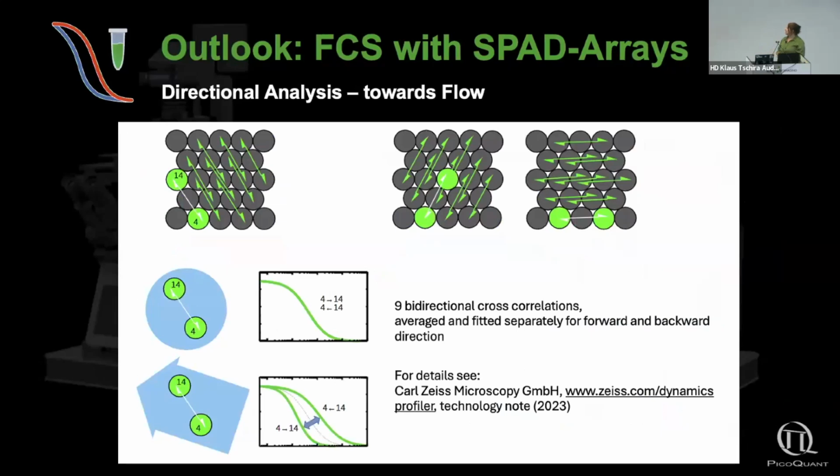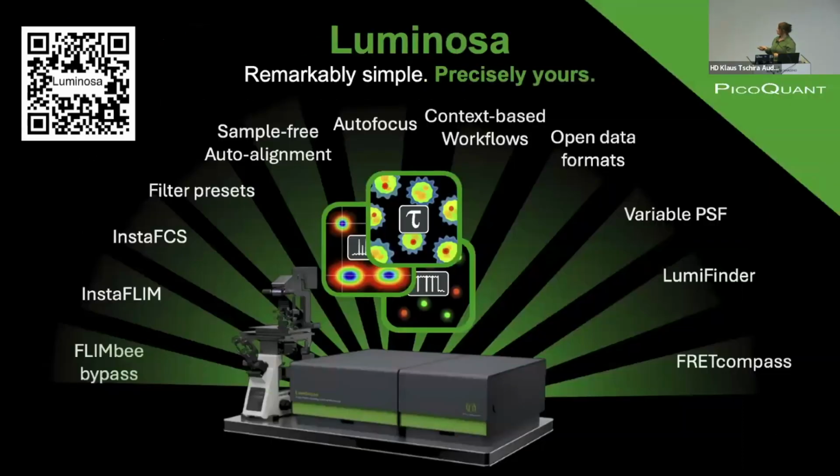And then lastly, directional analysis towards flow. So of course, again, we can use 2 spots in the array and then measure bidirectional cross-correlations and fit them to forwards and backwards direction to see if there is any flow or any movement going on. This, of course, is pioneered also by Zeiss in the dynamic profiler. But these are things we're working on also to implement in our software for the Luminosa microscope, for example, to have it accessible. The microscope itself has some other nice features.